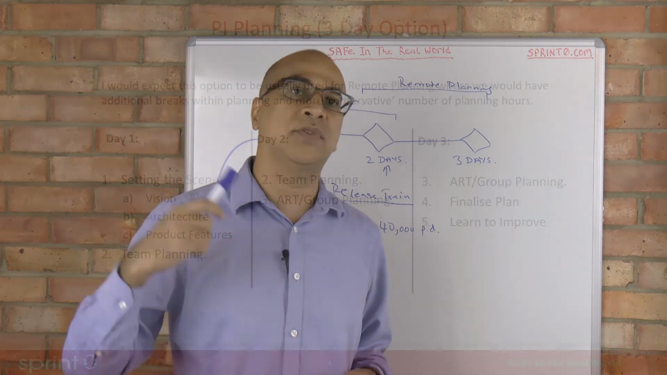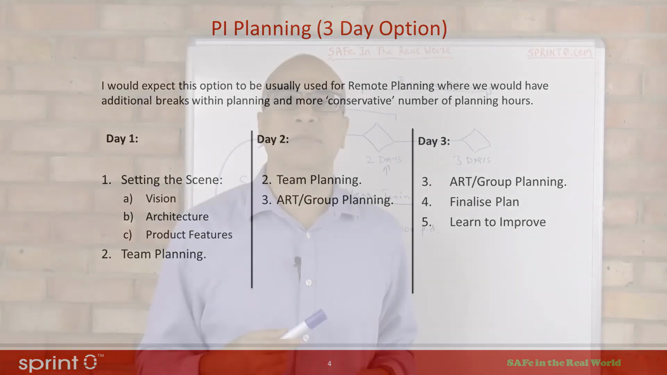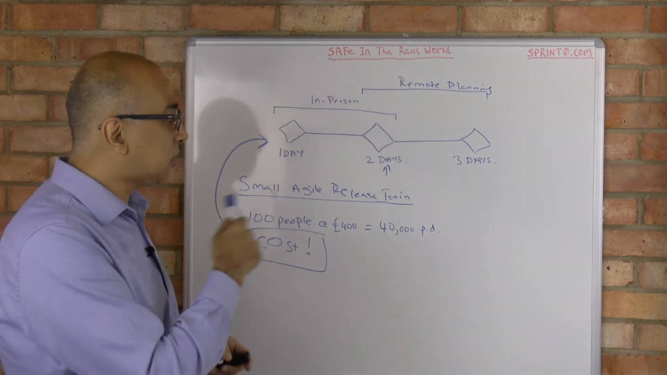If you look at the screen, what you see is on day one, we're setting the scene and we've got team planning happening. On day two, we might have our team planning continuing, and we commence our group planning. On day three, we conclude our group planning, we finalize a plan, and we have our retrospective on day three as well. Okay, so these are the 3 different options that you have.